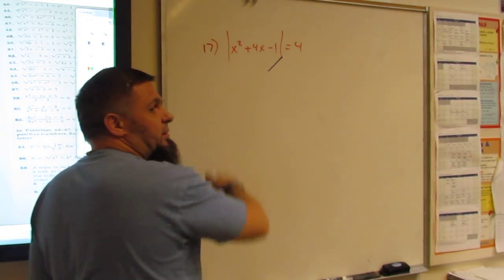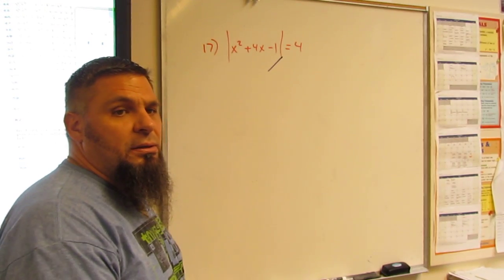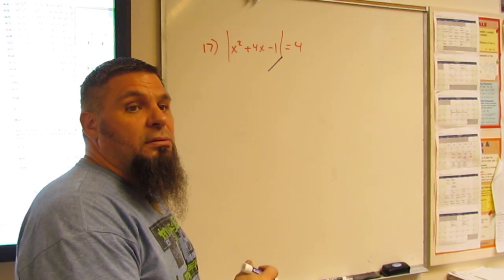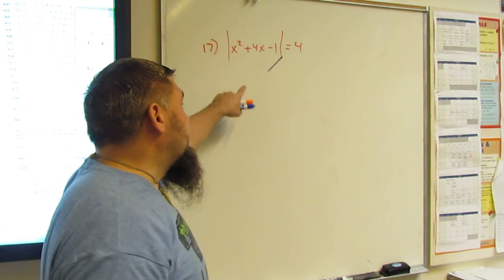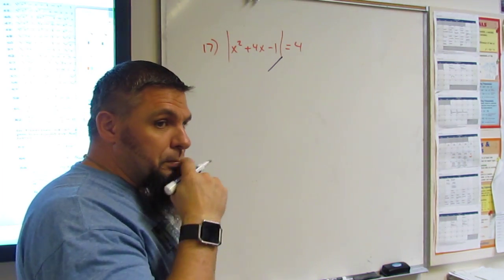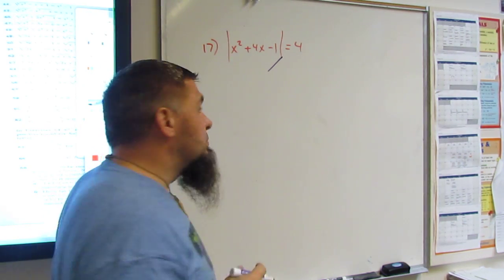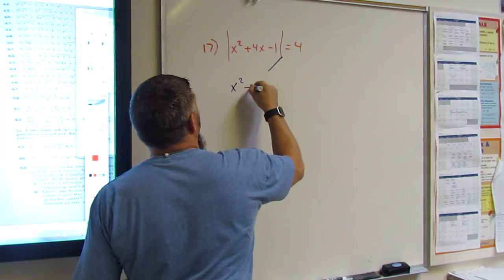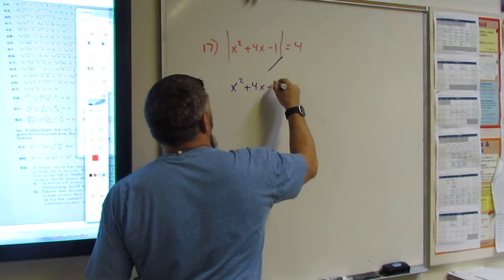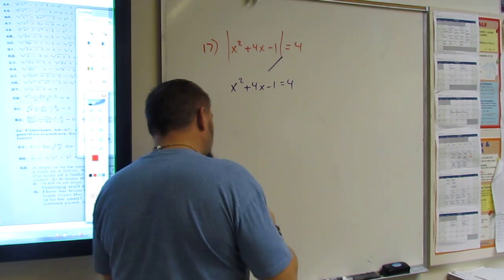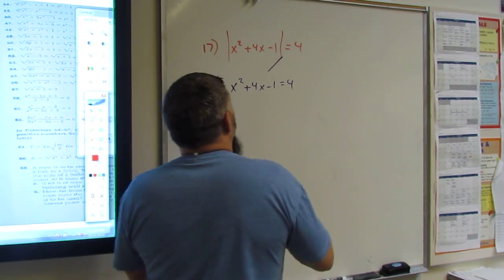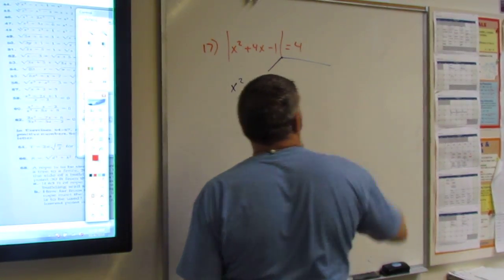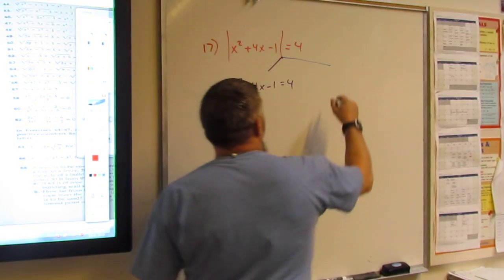So what comes over here? It'd be x squared plus 4x minus 1 equals 4. Wouldn't it be the opposite of that? So it'd be plus 1 and then negative 4. Well, x squared plus 4x minus 1 equals negative 4.